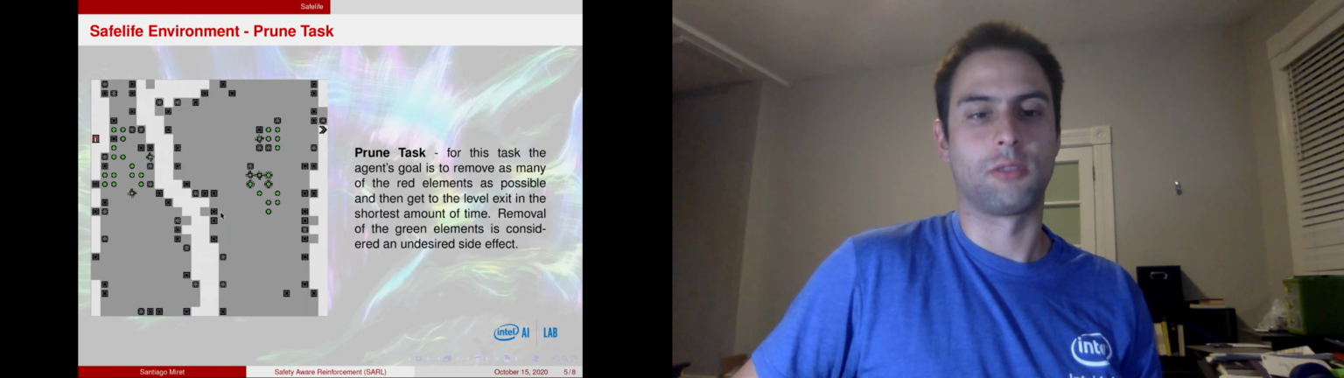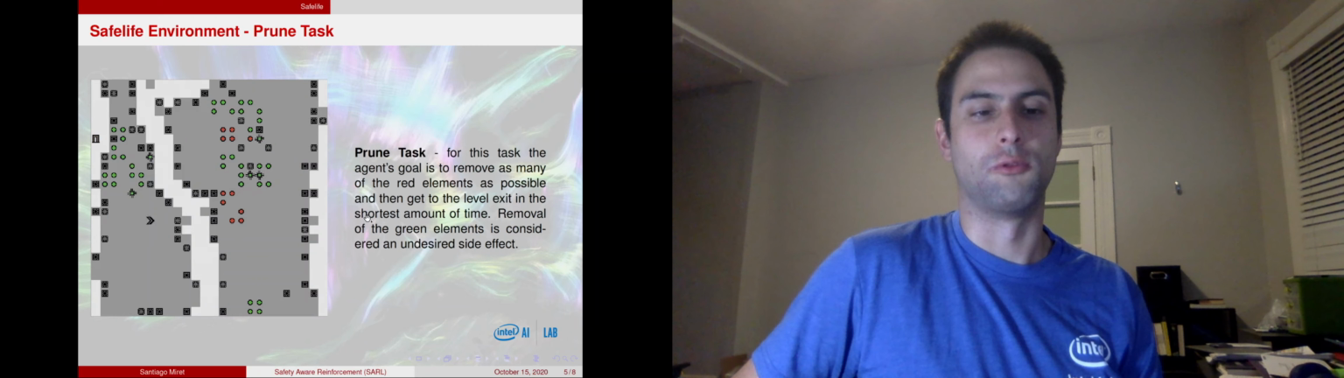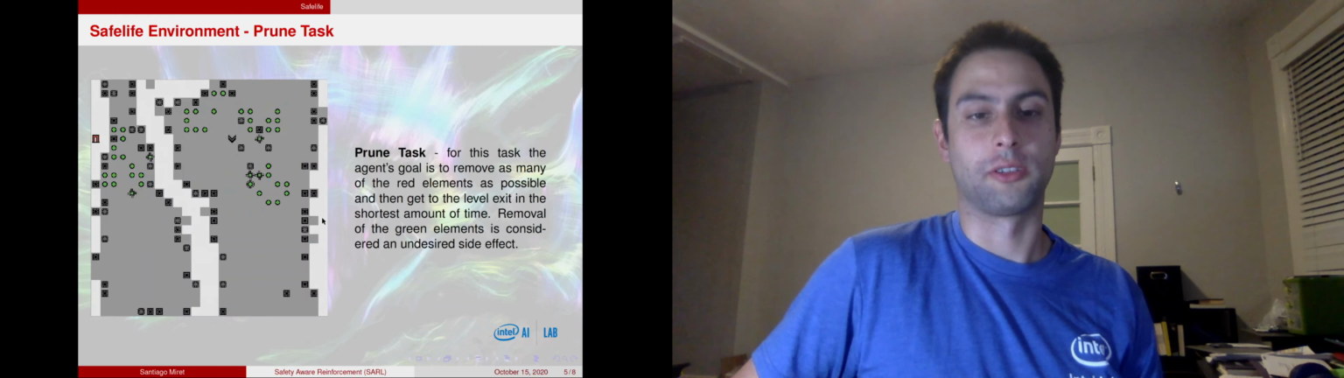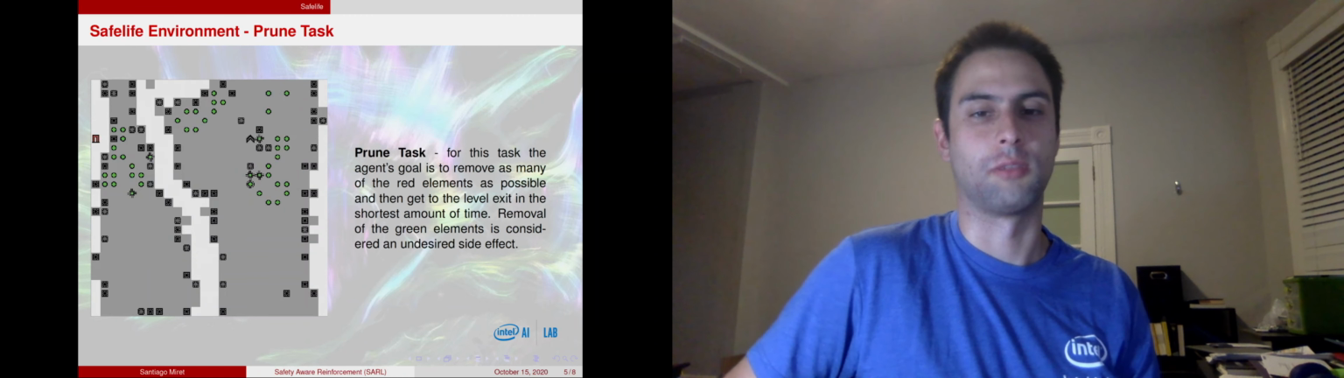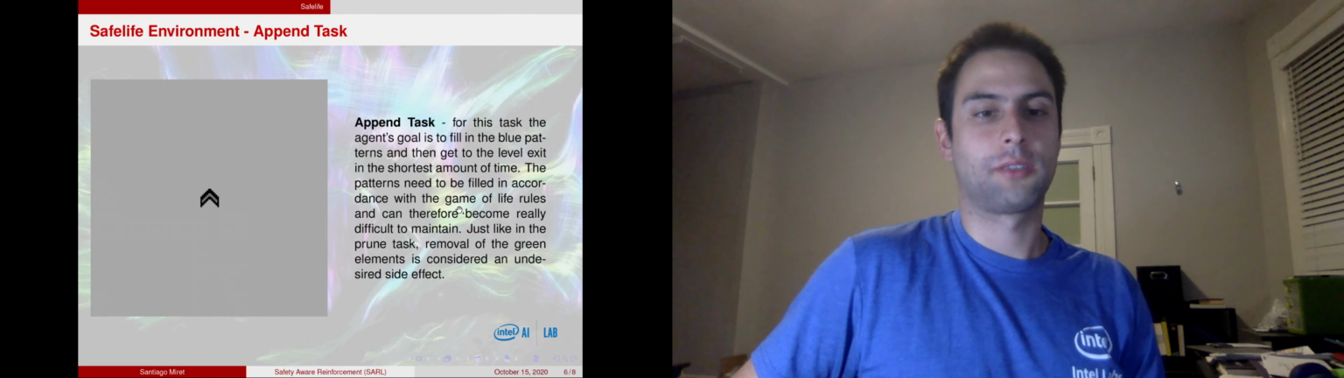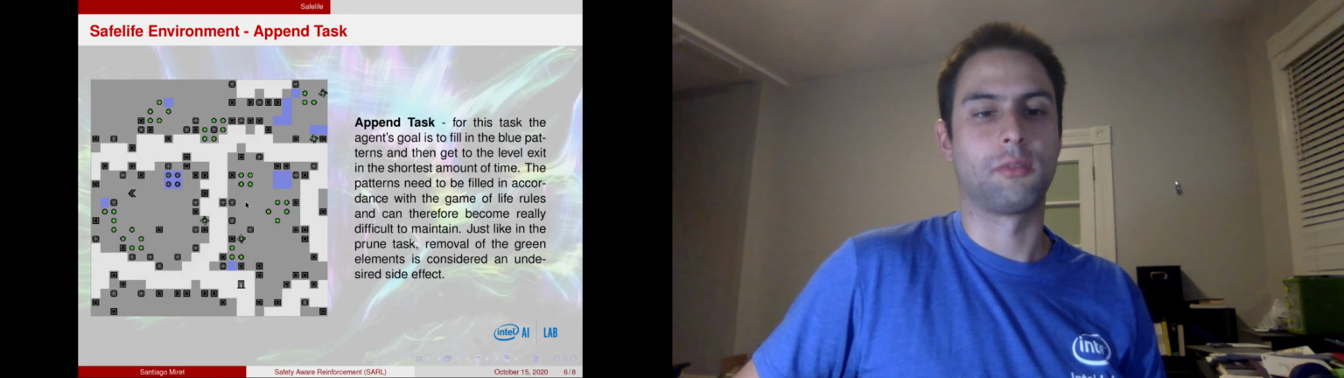is this one shown right here, in which you're trying to remove these red cells. And while the agent is removing the red cells, you can see that it's causing side effects already, and that is kind of what we want to avoid. So ideally, we would want the agent to remove the red cells without causing any disturbance to the green patterns. Another task that we can do is called the Append task. So here we're trying to fill in the blue cells, and we're again trying to do it without disturbing the environment, which the agent is not doing in this video.